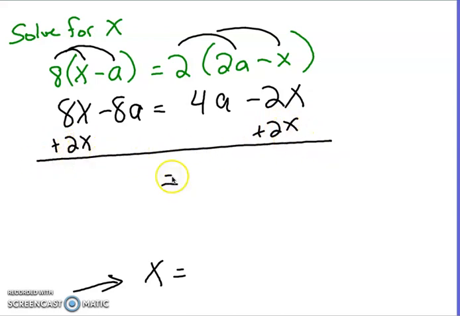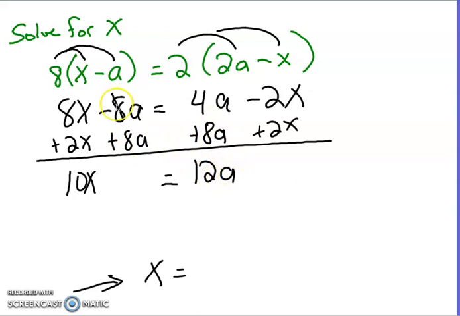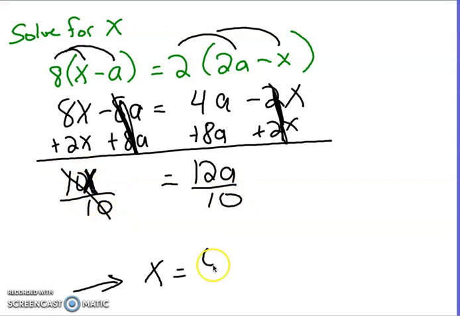Okay, and so on the left side, I have 10x, which means I'm going to bring the 8a over to the other side. And again, I'm solving for x, so just divide by 10, divide by 10, reduce, and you're done.